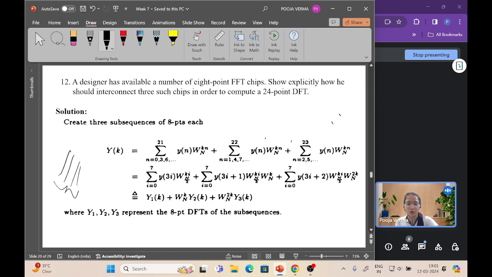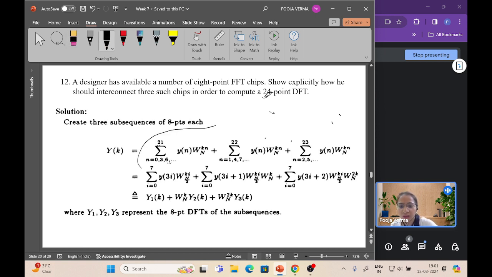So already we know that 24 must be 8 into 3, right? So 3i, 3i plus 1, 3i plus 2, we have taken like this in this sequence. In the first summation we will vary i from 0 to 7 because we have to take 8 points, so 0 to 7. y of 3i, W_N^{3ki}, or we can write 3i here, right? Okay, we will solve from here.